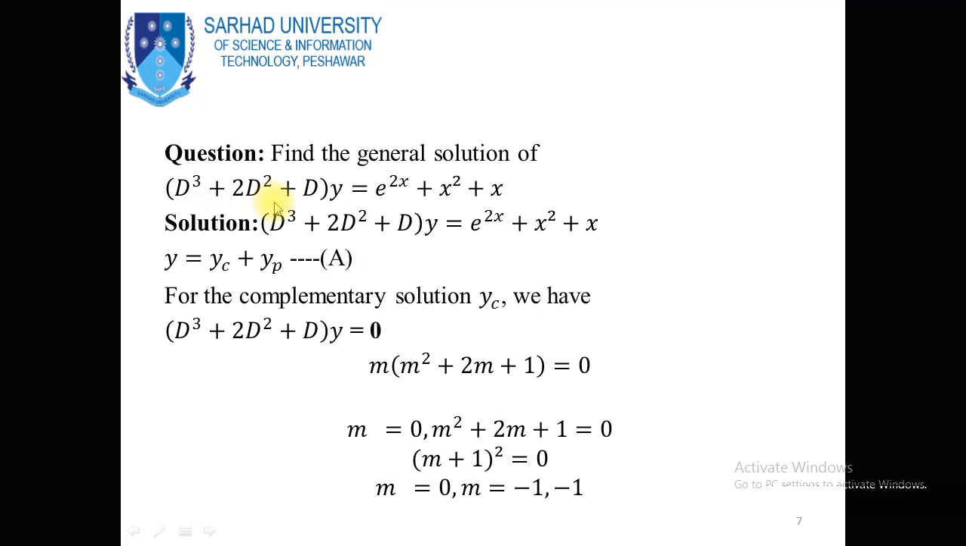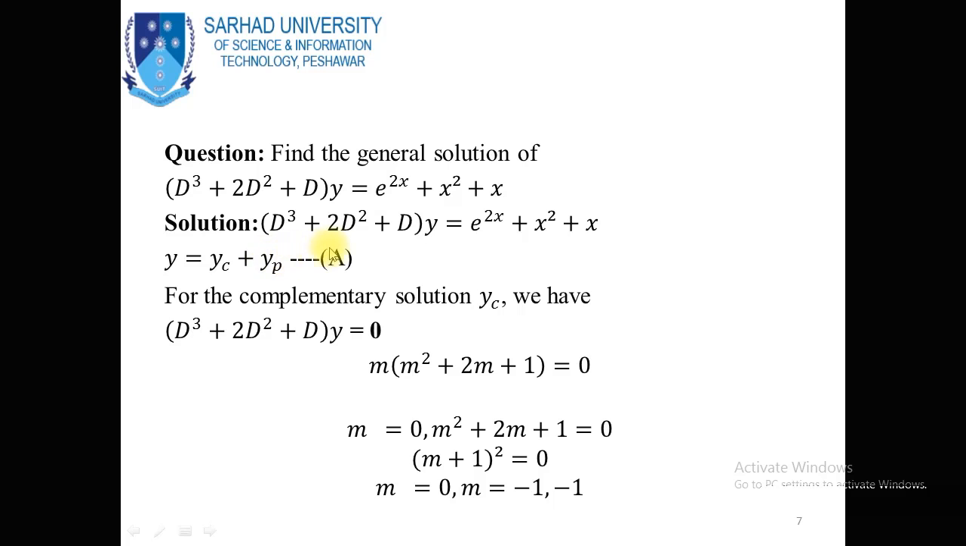Now another example. You see over here, d cube plus 2d square plus d into y is equal to e power 2x plus x square plus x. Now we have case number 1 and case number 3 for the particular solution. So this is a third order non-homogeneous linear differential equation. We have two solutions for this differential equation, one is the complementary and the other is the particular solution. So as a whole, the general solution will be equal to complementary solution plus particular solution.